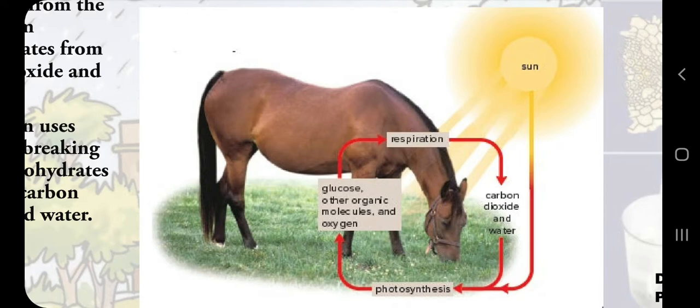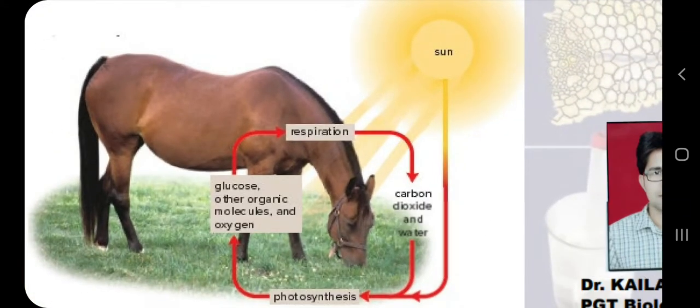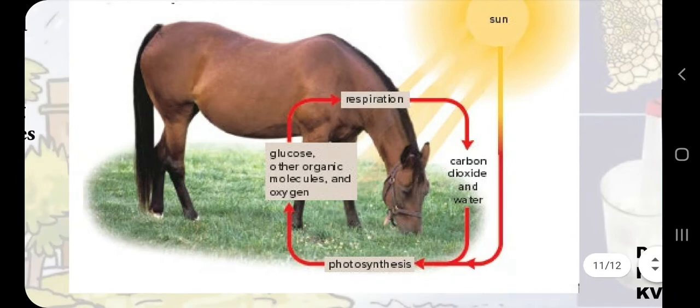So we humans, it does not matter whether we are getting food from a plant resource or an animal resource, we are ultimately dependent on plants. And the plant itself is dependent on the sun for the energy for making its own food. So here is a cyclic process.